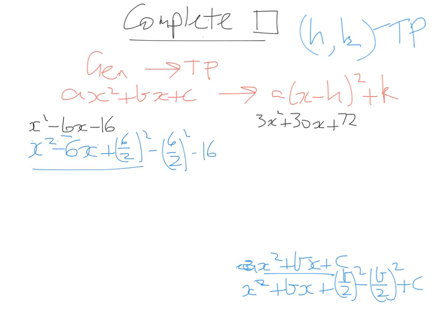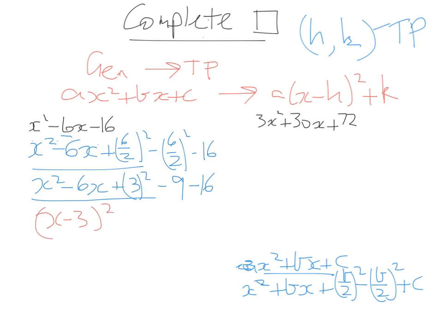So this is x squared minus 6x plus, I'm just going to write this as 3, and I'm going to keep that squared there. Over here, I know I've got minus 9 minus 16. So then this will now factorise to x minus 3 all squared, and we'll have negative 9 minus 16, which is minus 25. And that's all there is to it. That's how we go about doing that.